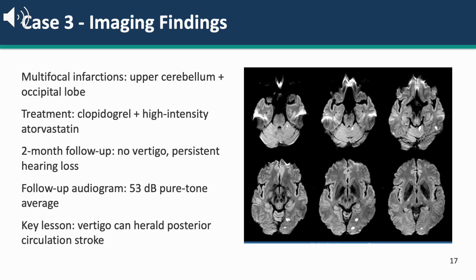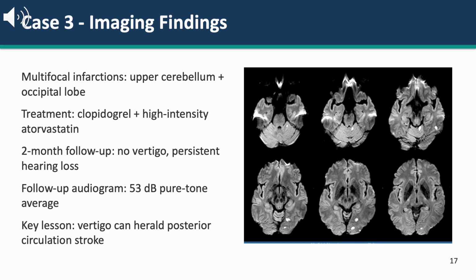The follow-up diffusion-weighted imaging and apparent diffusion coefficient mapping performed 3 days after onset demonstrated multifocal infarctions along the posterior circulation involving the upper cerebellum and occipital lobe. After initiating treatment with clopidogrel and high-intensity atorvastatin, his vertigo gradually improved, but his hearing loss did not change.